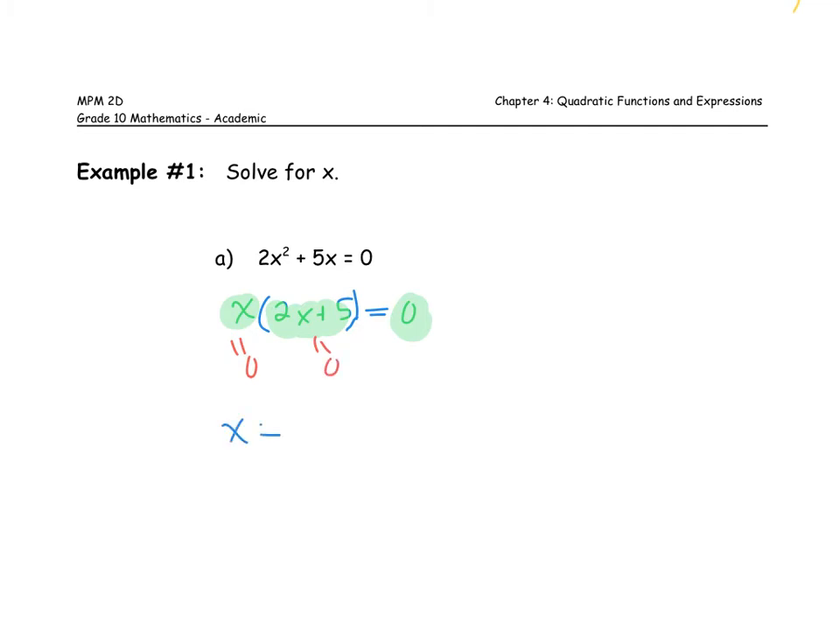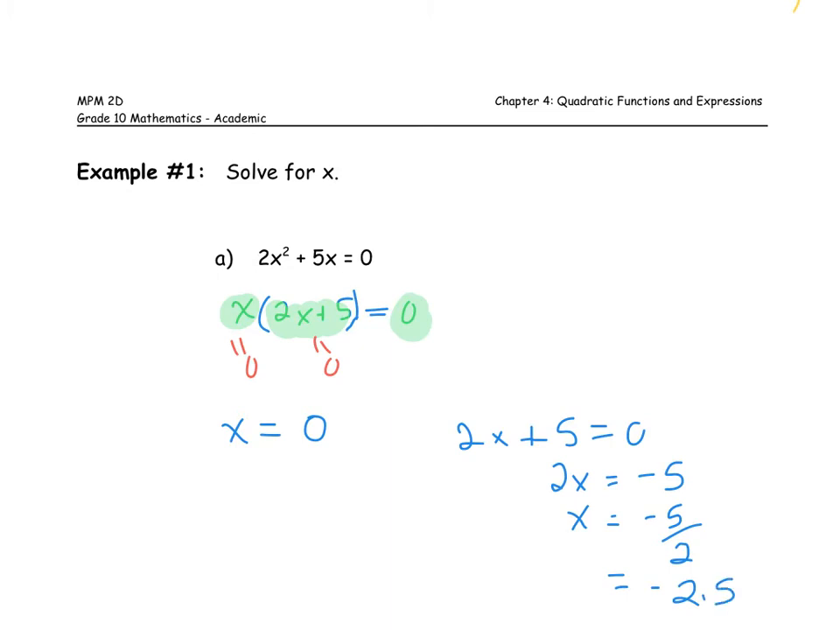So my two roots are x equals 0. And I can find the other one by saying 2x plus 5 equals 0. So 2x equals negative 5. So x is equal to negative 5/2. And your textbook may or may not leave that as a fraction. It may also just write it as negative 2.5. So there's my solution. I've solved by finding that the roots are at x equals 0 and x equals negative 2.5.